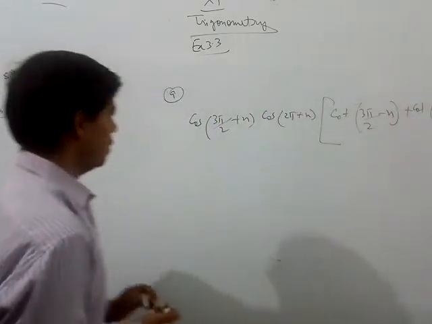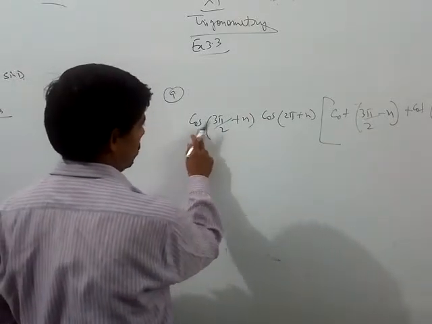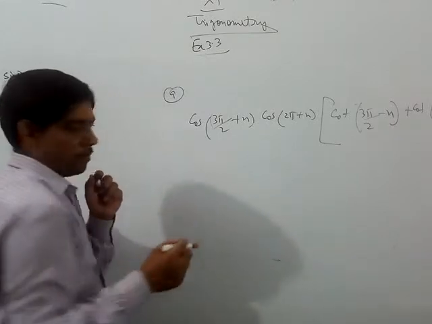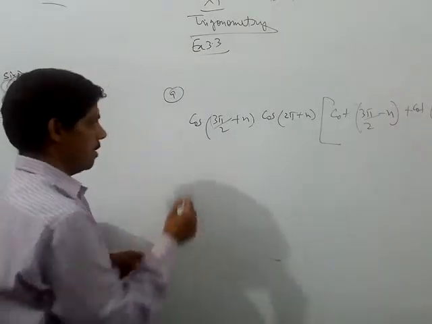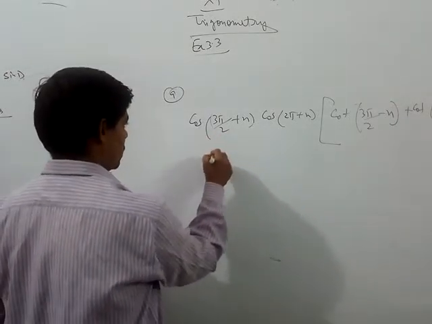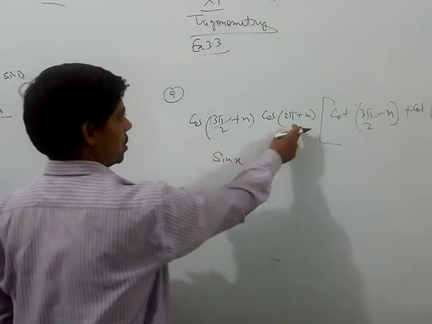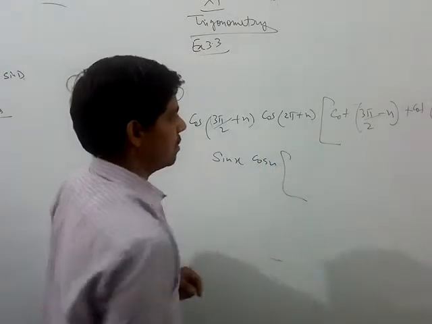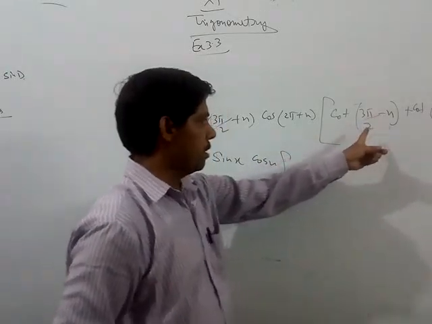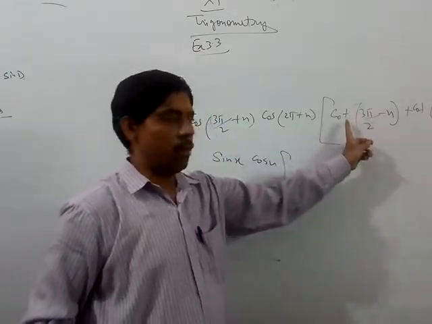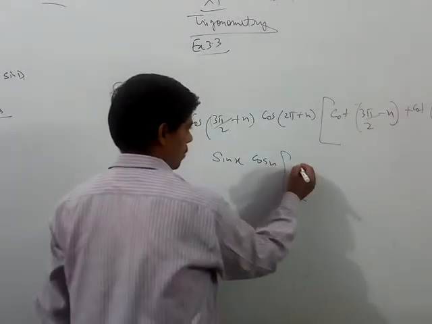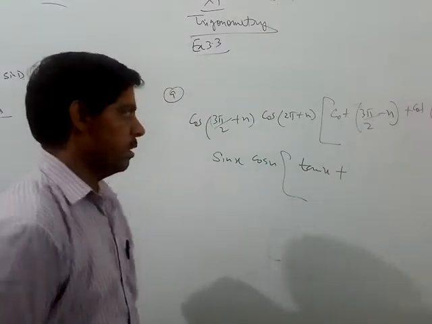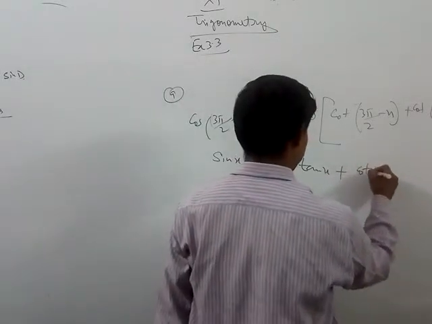So let's do the question. This is cos and this is an odd multiple of 90, so it changes to sin, and 3 pi by 2 plus x is in the fourth quadrant, where cos is positive. So this is sin x. Cos(2 pi plus x) is the same as cos x. Cot(3 pi by 2 minus x), and this is the third quadrant. In the third quadrant cot is positive, so cot will change to tan x. Plus cot(2 pi plus x) is the same as cot x.